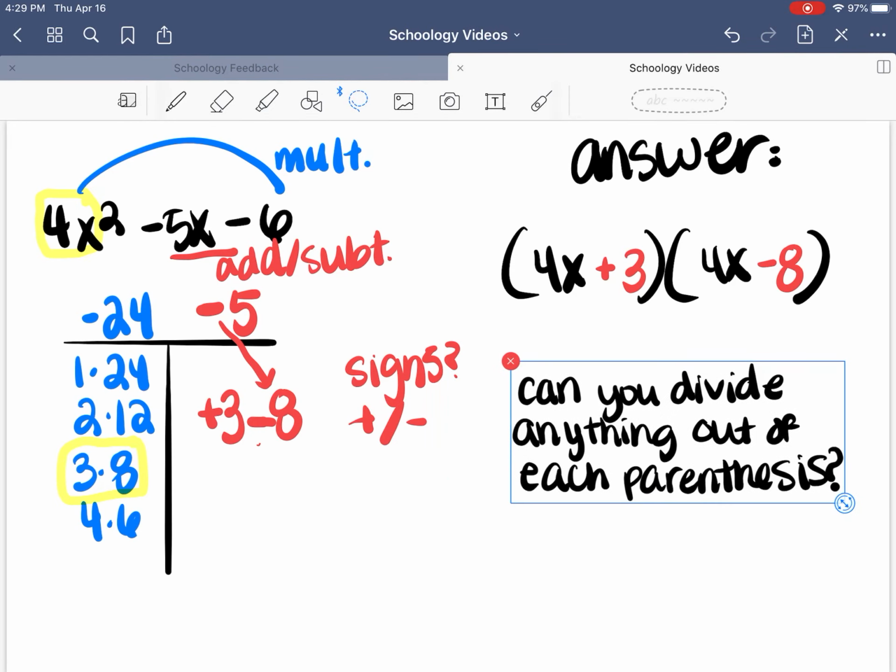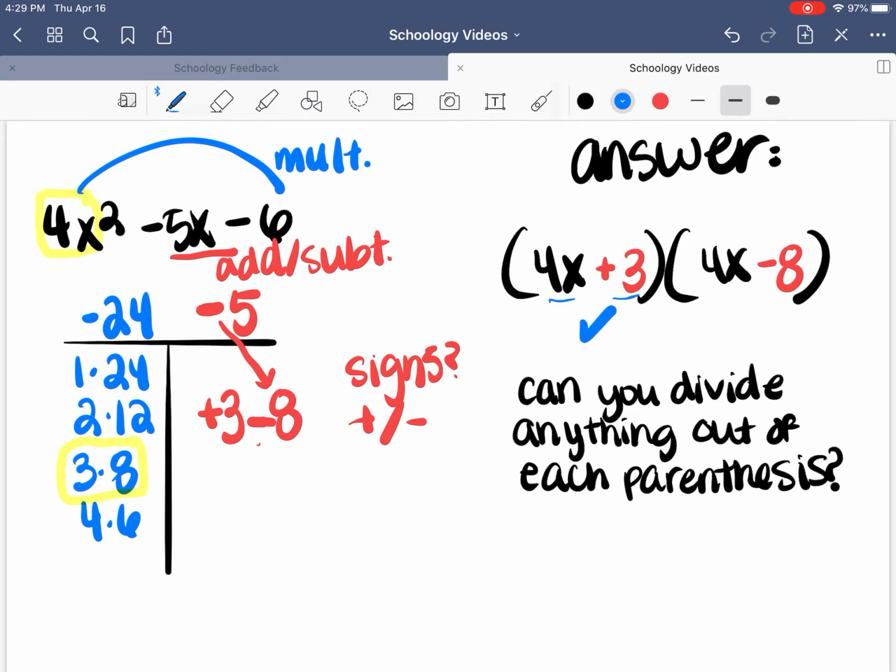Can you divide any of those parentheses out? Can you simplify those parentheses? So this first one, can you divide both 4 and 3 by anything? No, so that means that you're done. Can you divide 4 and 8 by something? Yes, I can divide both of those by 4.